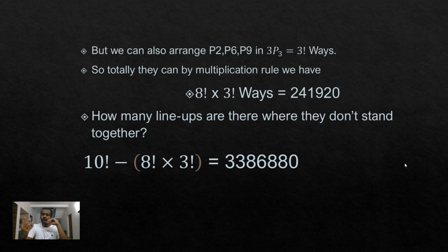And our final question is, how many lineups are there where they do not stand together? We know the total number of permutations we can create from 10 people. So we subtract the possibilities where they do stand together: 10 factorial minus 8 factorial times 3 factorial. It comes to 3,386,880.